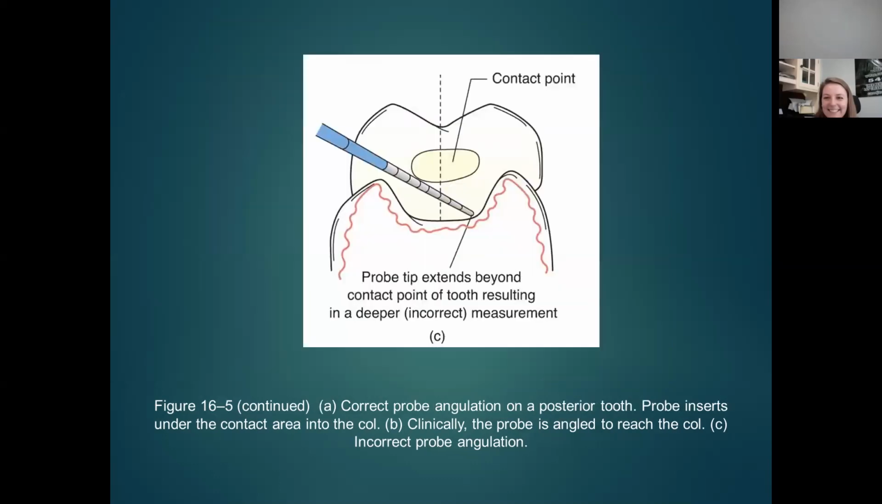If you're over angling the probe, and I've done this a couple of times, especially with perio patients because they don't have a great architecture, sometimes this probe here will not hit the other side of the col, but it'll come all the way out this way, and that's when you're going, oh my gosh, they've got a 15mm pocket. That's when you go in and you recheck your technique.